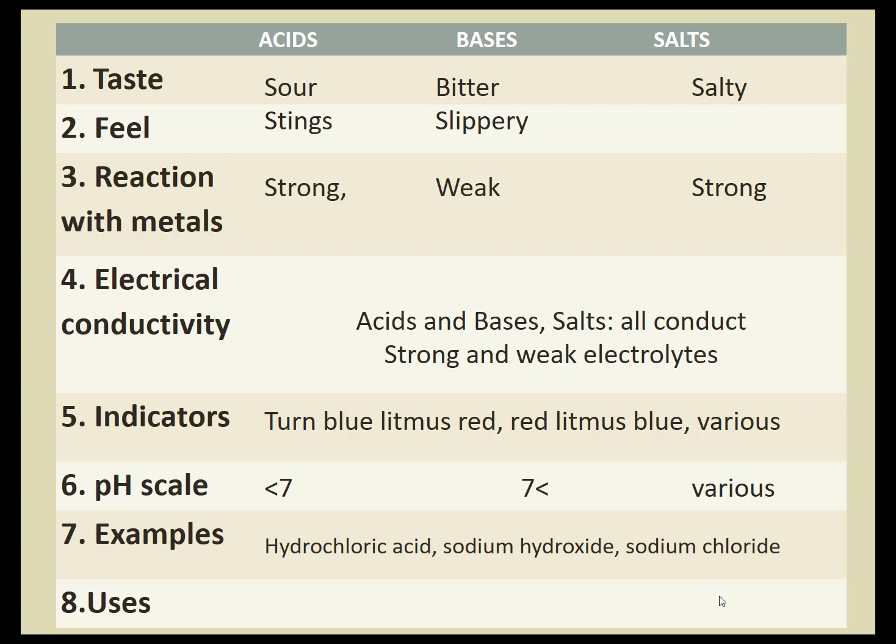Hydrochloric acid is a very typical acid that we use in the chemistry classroom. For bases, sodium hydroxide is a very typical chemical, and sodium chloride is table salt. There are a lot of industrial uses for acids, and bases are used to make soap. Salts, you might see in a medical setting in saline solution.